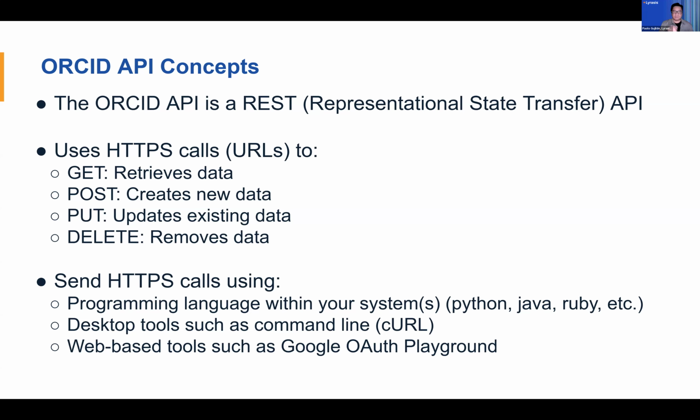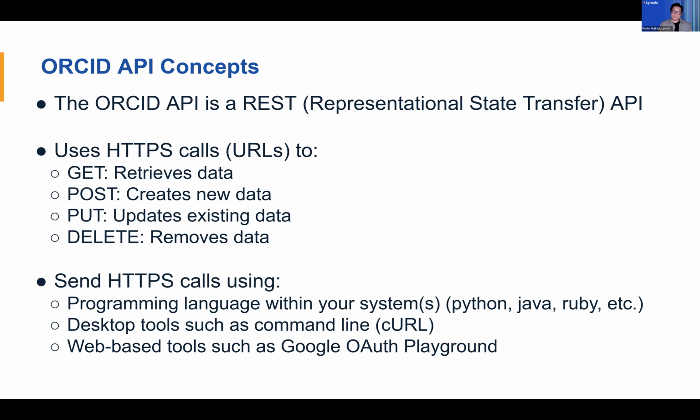You can also do a POST call, which is essentially creating new data in somebody's ORCID record. You can also do a PUT call, and in this case, you're going to update the data that you just sent, for example. So existing data you're updating. And of course, you can remove data through a DELETE call as well.